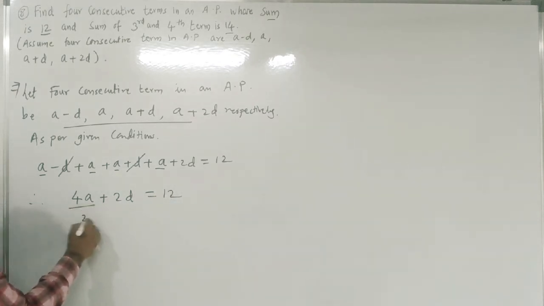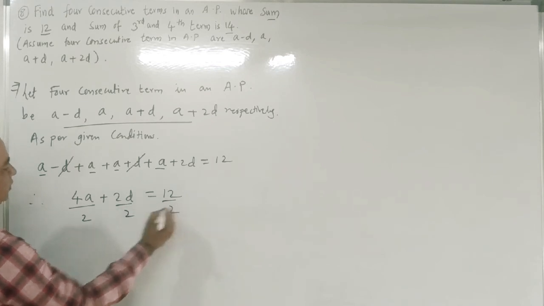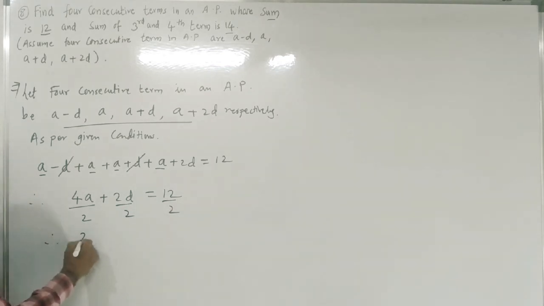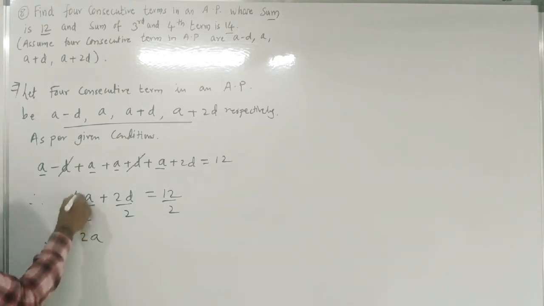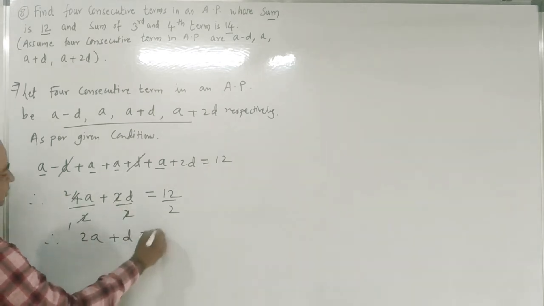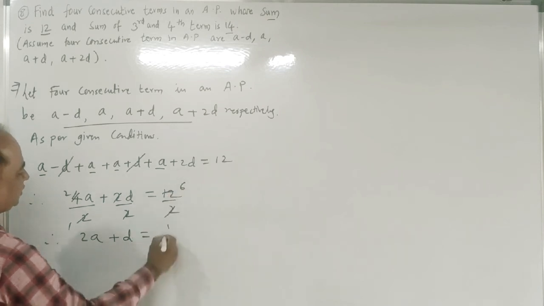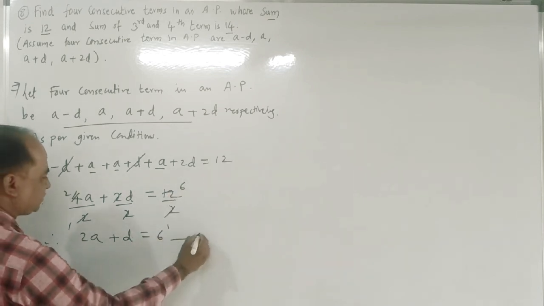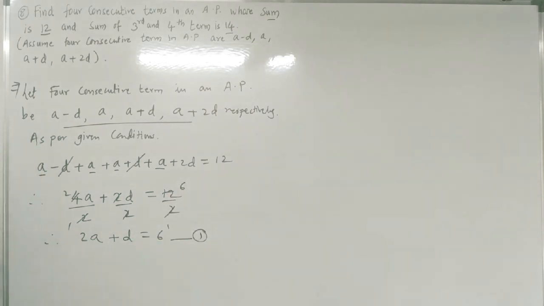Divide this equation by 2. So therefore what we get here, 2A, 2 2s are 4, 2 2 will get cancelled, plus D is equal to 2 6s are 12, that is equal to 6. This is as per the first condition, we got the first equation, 2A plus D is equal to 6.